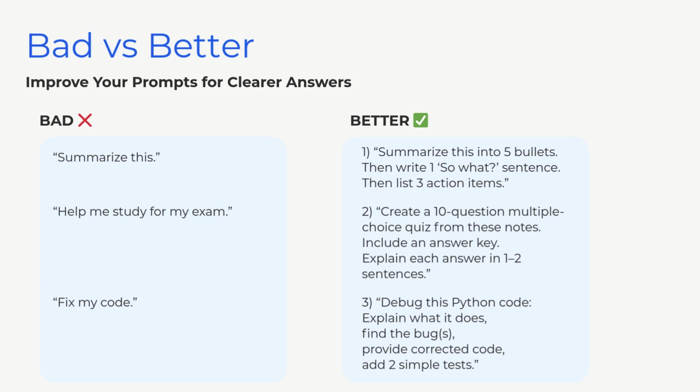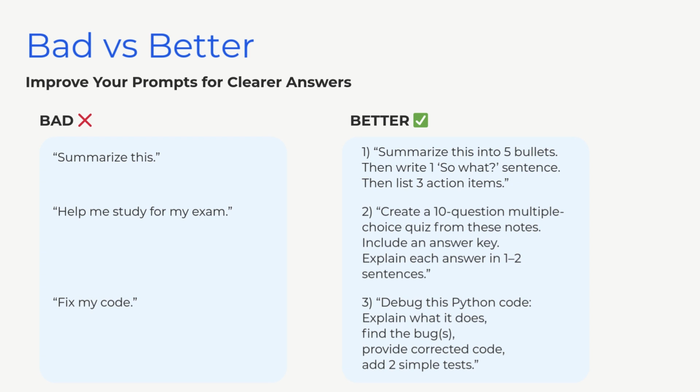Quick upgrade that instantly improves your results. Don't ask for an answer. Give the AI a job with steps. Look at these bad prompts. Summarize this. Help me study. Fix my code. They're not wrong, they're just too vague.